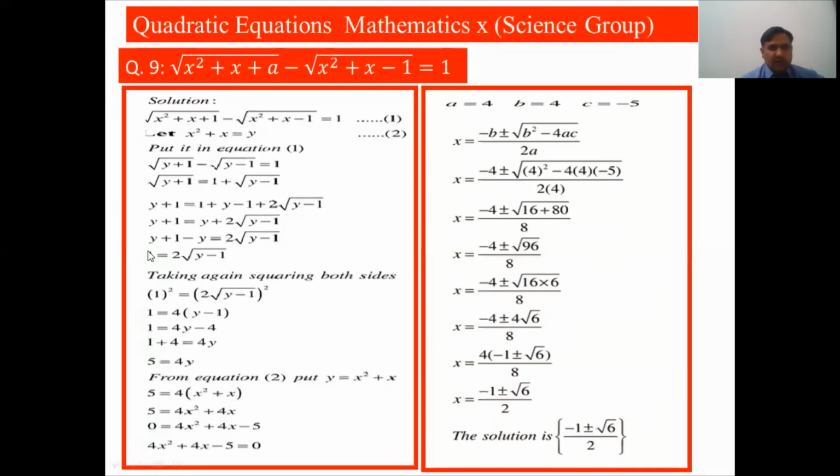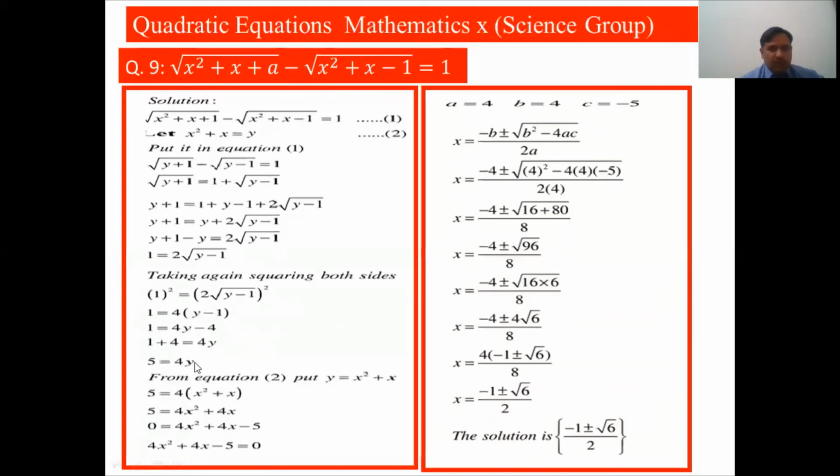So again, this is a radical equation, so we have to remove this radical sign. So taking square again on both sides. So 1 square is equal to this expression whole square. So this can be written as 4 into y minus 1. So when we multiply these two terms with 4, we have 4y minus 4. So when we shift this 4 to the left hand side of the equation, we have 1 plus 4 is equal to 4y. So 5 is equal to 4y.